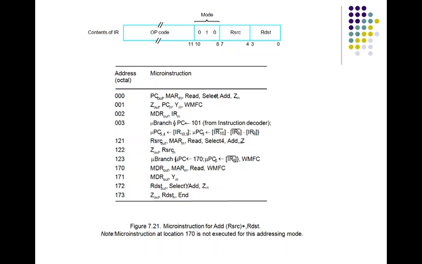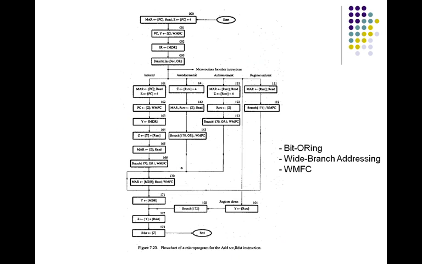Now the detailed examination of this. Let us examine one path of the flowchart shown in this figure in more detail. Consider the case in which the source operand is accessed in the auto increment mode. This is the part which is needed to execute the instruction, that is, add R source plus R dest.